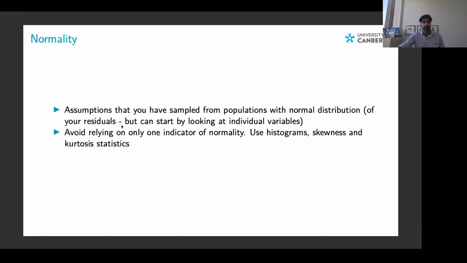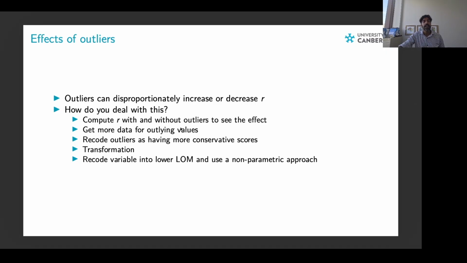So normality is an assumption you have to meet to say that it's sampled from populations with normal distributions, and you can look at your individual variables there. We have to assess the effects of outliers, so they can disproportionately increase or decrease your correlation coefficient. If you have an outlier, it can completely change your correlation depending on how influential it is as well.